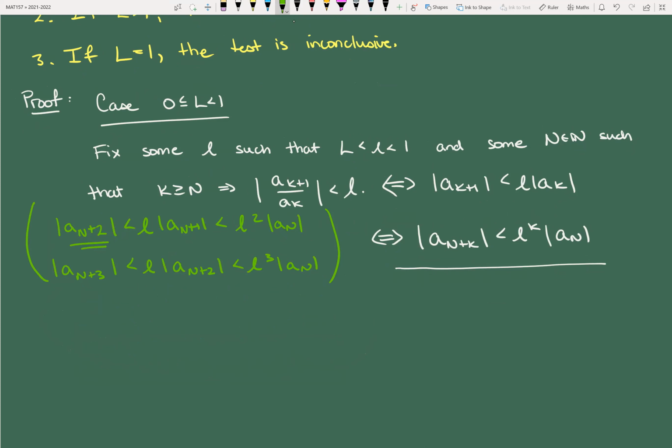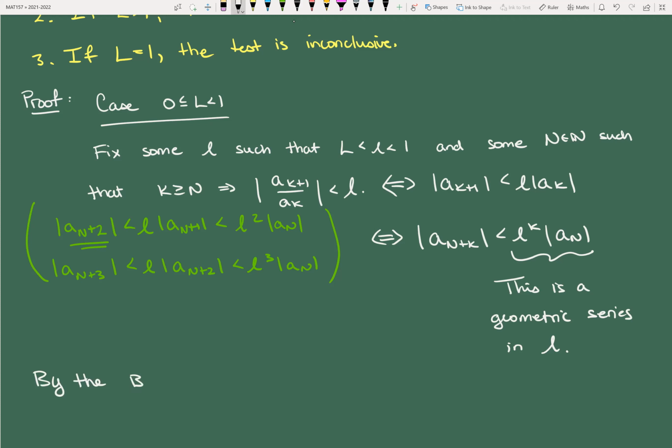Okay, great. This is now a geometric series, right? That absolute value of a_N term is just fixed. So this is a geometric series in little l. Right? And it's less than one, so it converges. So by the basic comparison theorem, or test, so by the BCT, that converges.